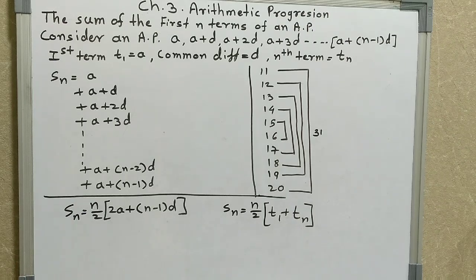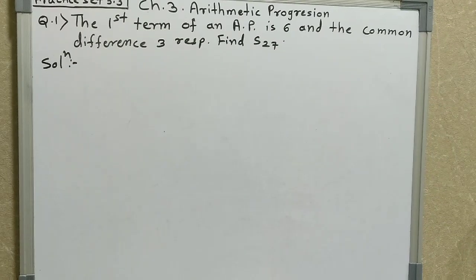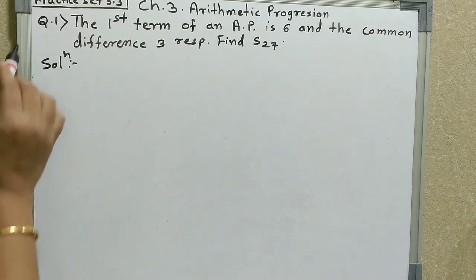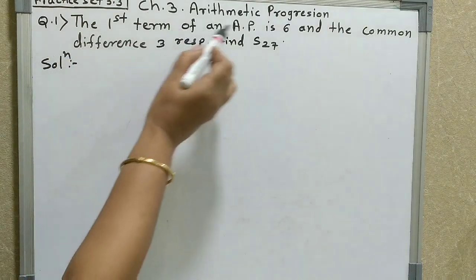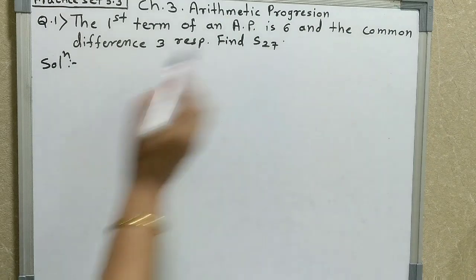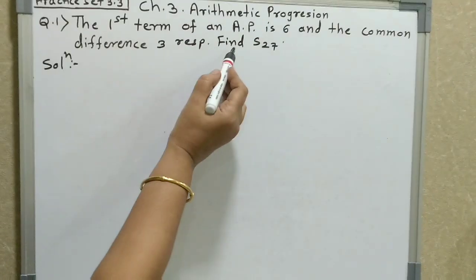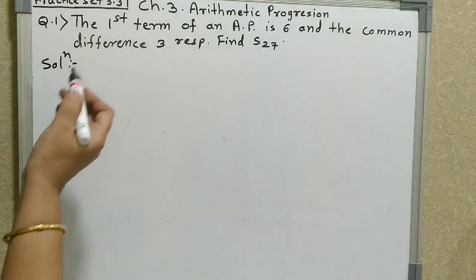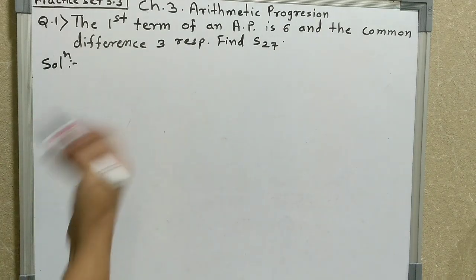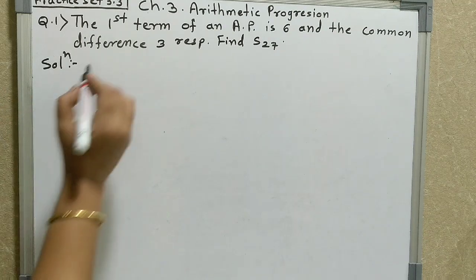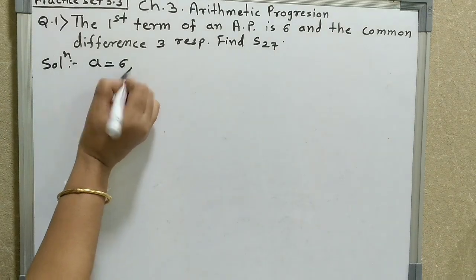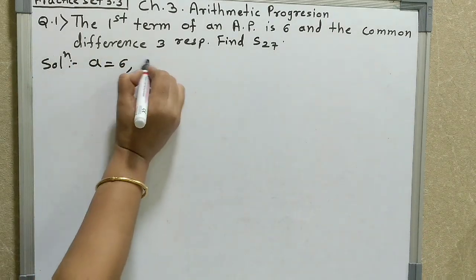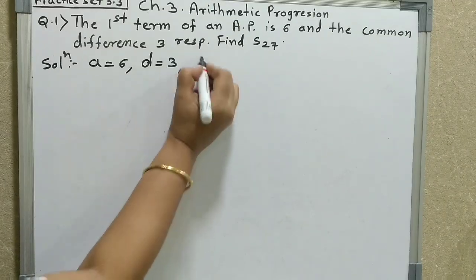Now we start Practice Set 3.3. Question number 1. The first term of an AP is 6 and the common difference is 3 respectively. Find S27. First we write the given. So a is equal to 6, this is the first term, and the common difference d is equal to 3. So we find out S27.